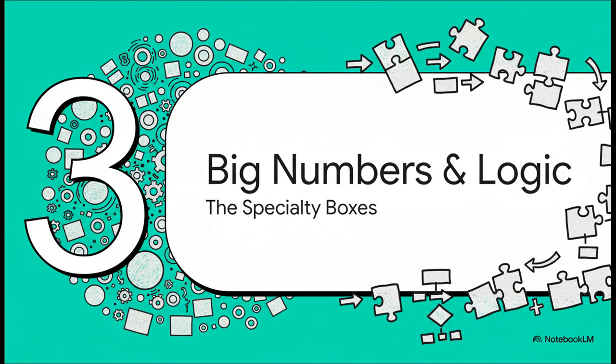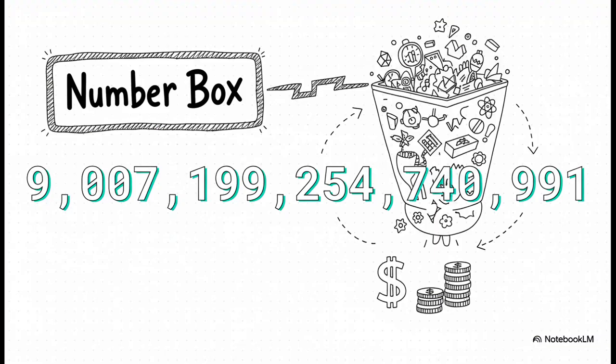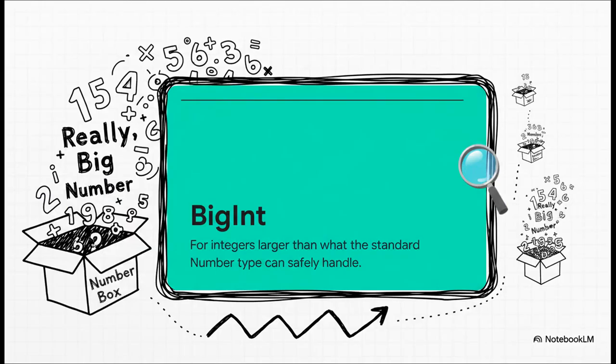Okay, so beyond just text and numbers, we've got some specialty boxes. These are the tools you pull out when you have a very specific job to do, like handling absolutely massive numbers or making logical decisions in your code. Now, our standard number box is pretty big, but it does have a limit. It can safely and accurately handle whole numbers up to this enormous number right here. So what happens when you need something even bigger? What if you're working with, say, complex scientific data or something? You grab a bigger box. This is where BigInt comes in.